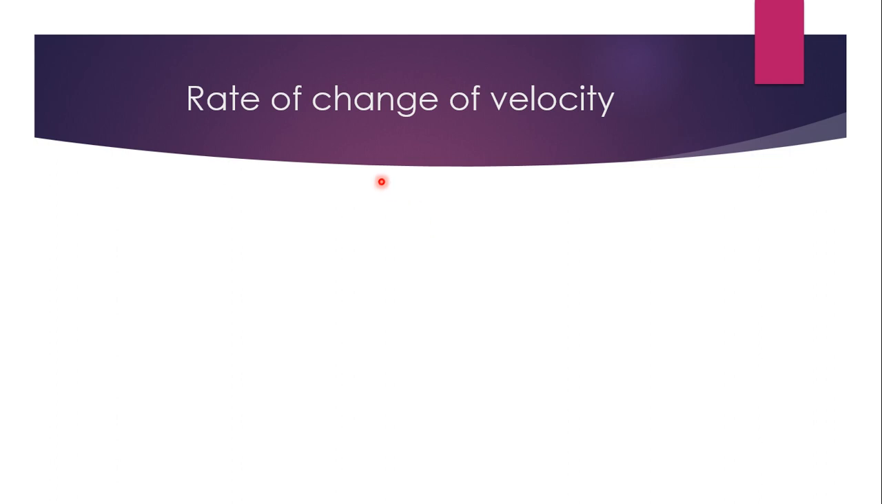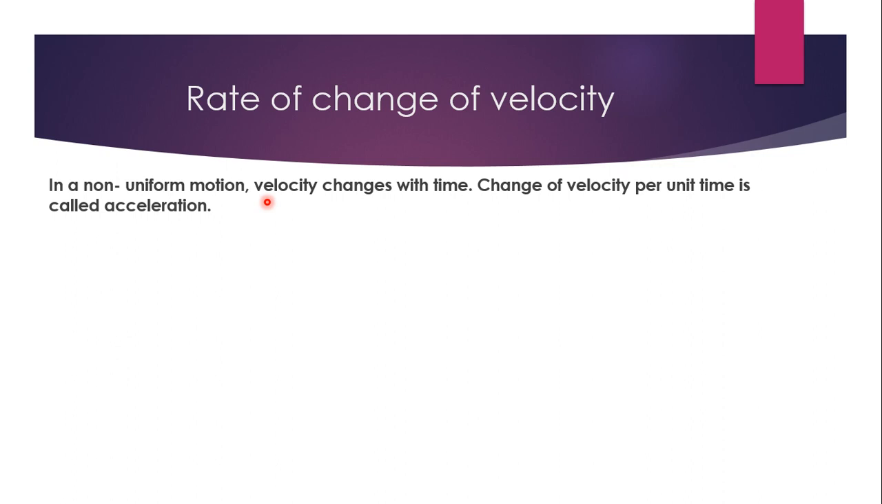Sometimes an object will travel and it will keep increasing or decreasing its velocity, and that is when we have to measure the change of velocity of that object. To measure the change of velocity of an object, we have to introduce a new physical quantity which is called acceleration.